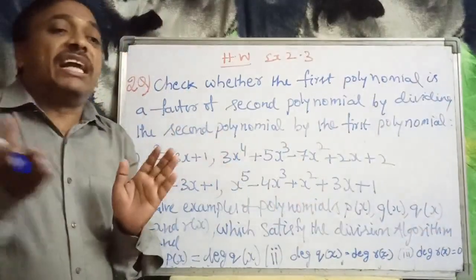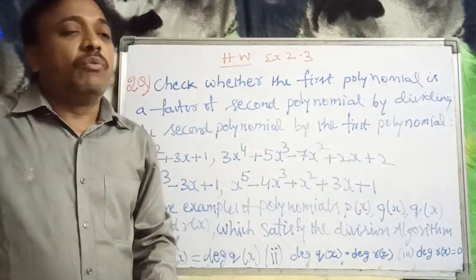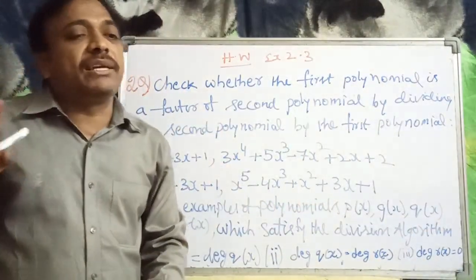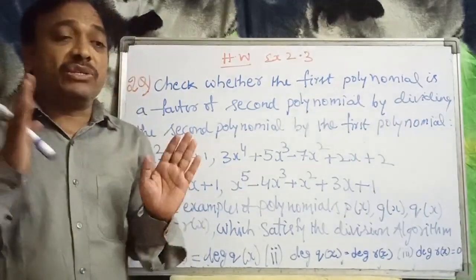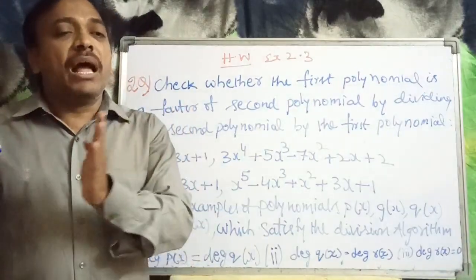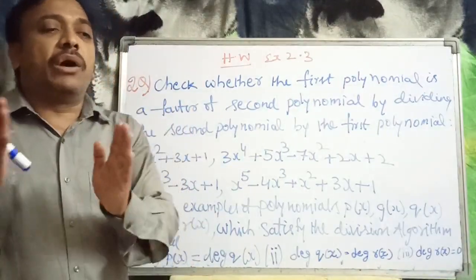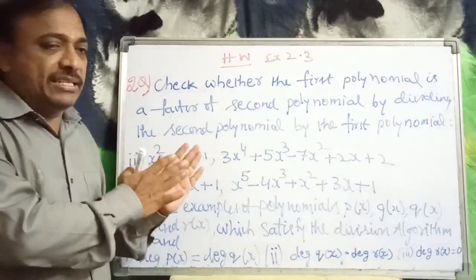It should also satisfy the division algorithm. What is the division algorithm? Dividend is equal to divisor into quotient plus remainder. It has to satisfy the division algorithm. In such a way, you have to give your own examples.